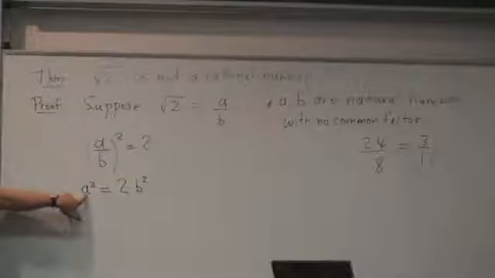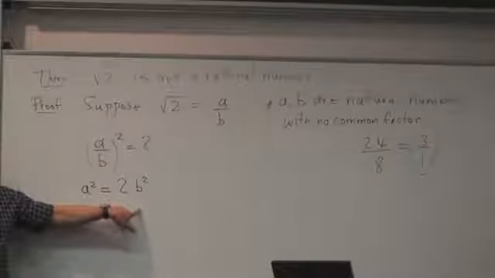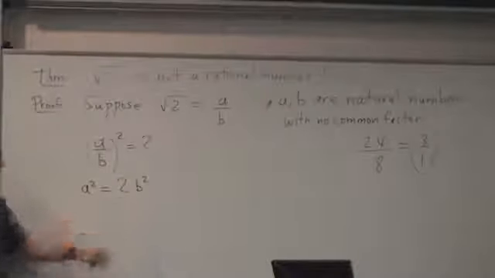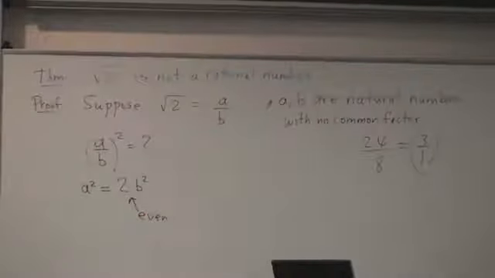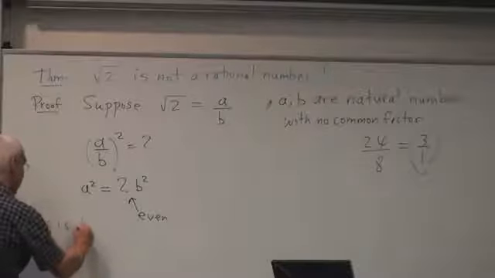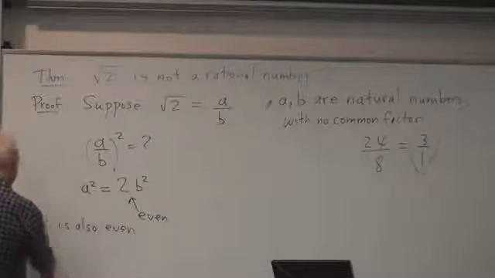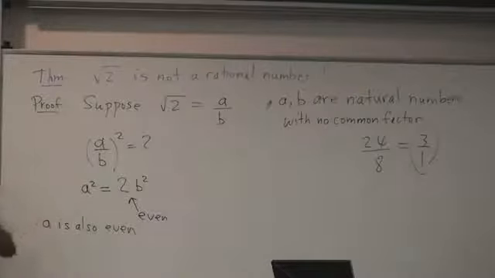Okay, what can we conclude from this? Well, a is a natural number. 2b squared is an even natural number, because it's 2 times something. So the right-hand side is an even number. What does that tell us about a? Well, if a was odd, then a squared would also be odd, because the square of an odd number is an odd number. So there's no way that could happen. So it must be that a is also even. Since the right-hand side is even, a itself must be even.